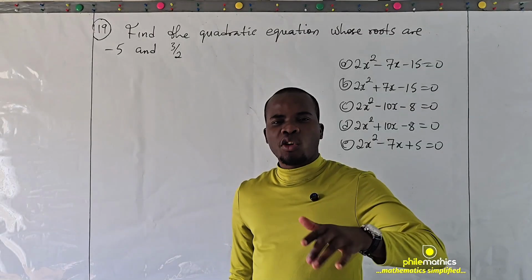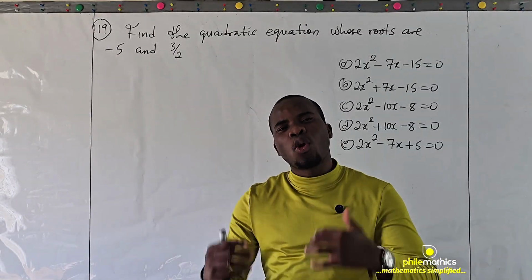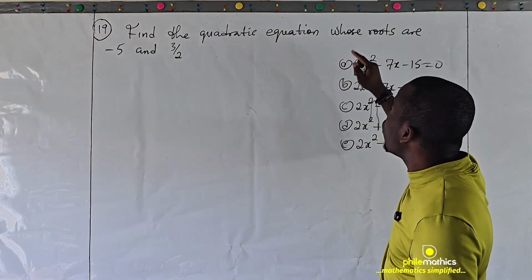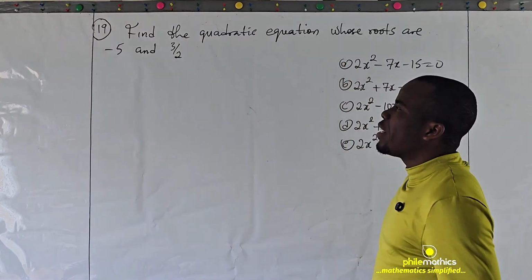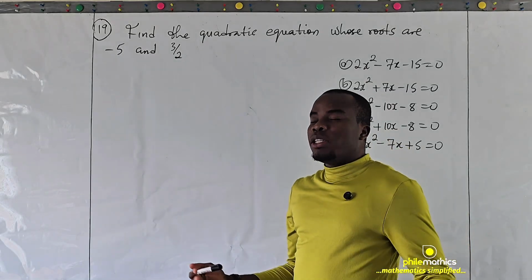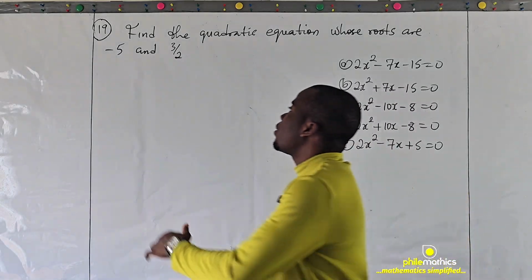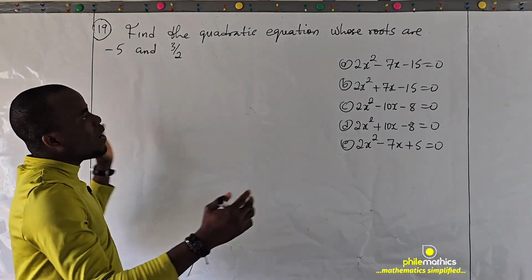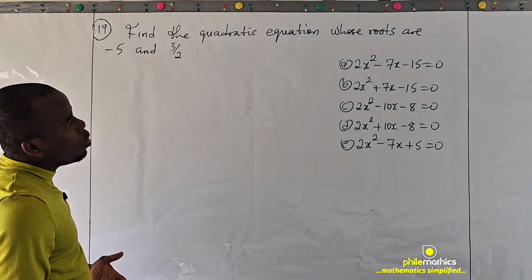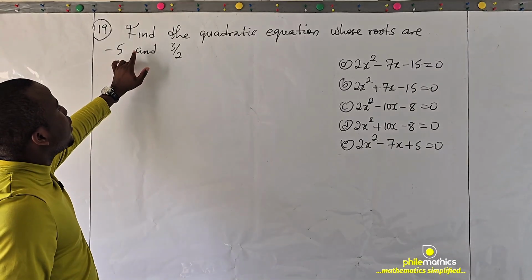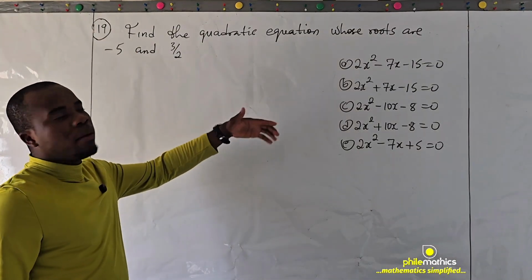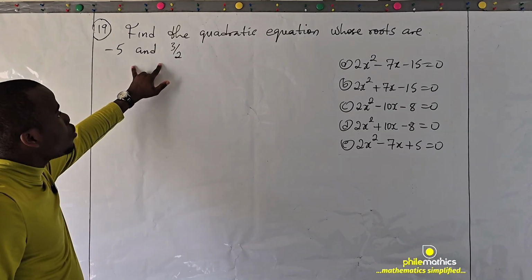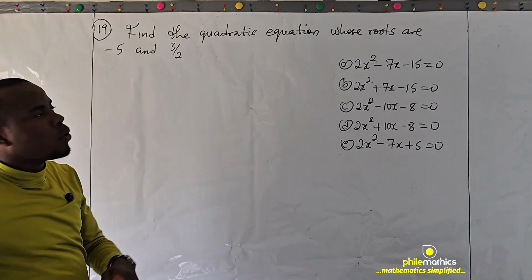The 19th question of NECO 2025 is on quadratic equation. It says, find the quadratic equation whose roots are -5 and 3/2. There are two ways to approach this. You could either equate x to be this and then find the product of the two factors, or you could assume their roots alpha and beta and then use the formula to find it. So let's do the two methods.